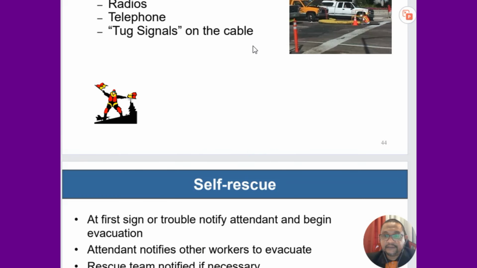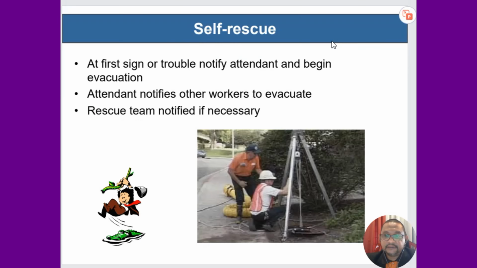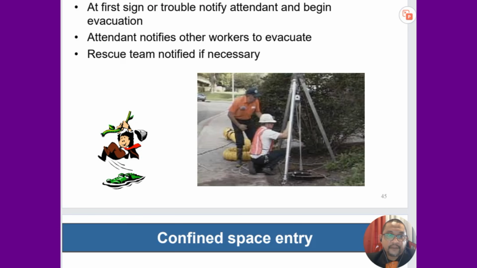Number eight, rescue and emergency procedures. Rescue plan: a detailed plan must be in place before entering. That means you have to know the rescue plan, which outlines how rescue workers respond if an emergency arises. Rescue equipment: this may include tripods, winches and retrieval lines. Non-entry rescue: when possible, plan for rescuing workers without sending others into the confined space, using a retrieval system like a lifeline.